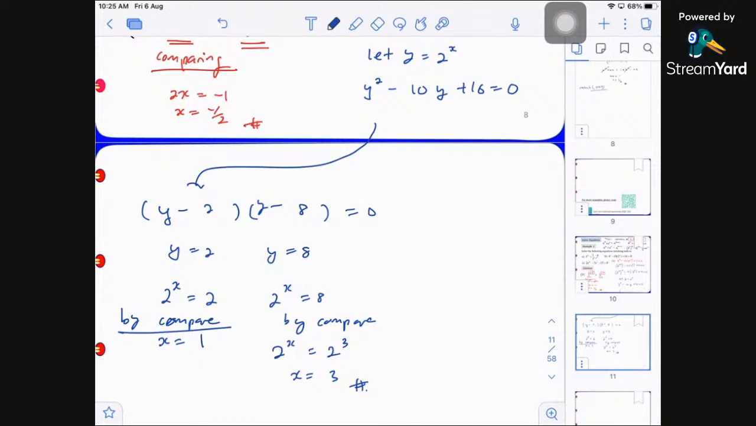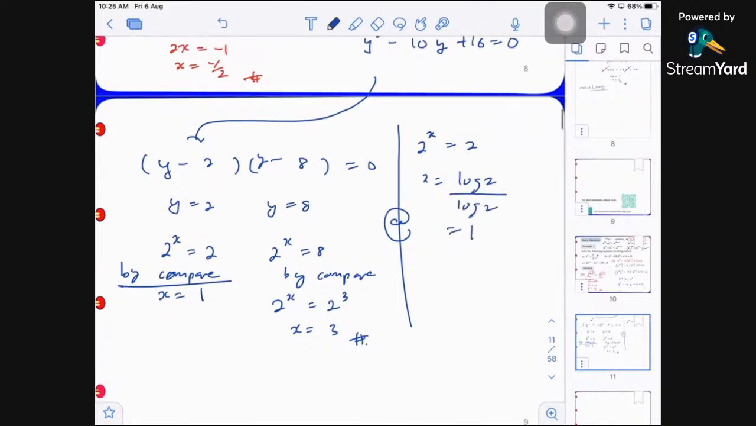But I know there is another method. Ada orang cakap, cikgu saya tak mahu guna by compare. 2 power of x equals to 2. Then they say, sir, I take x equals to log 2 over log 2. Boleh, tak ada masalah. Jawapan masih sama.